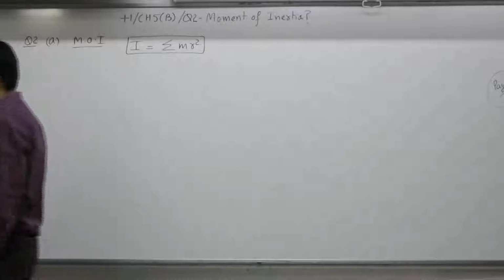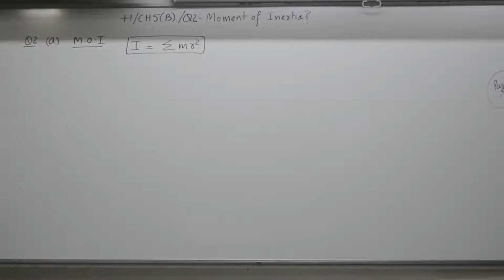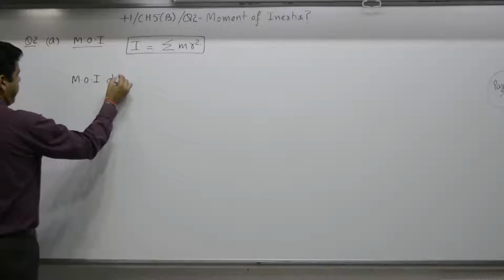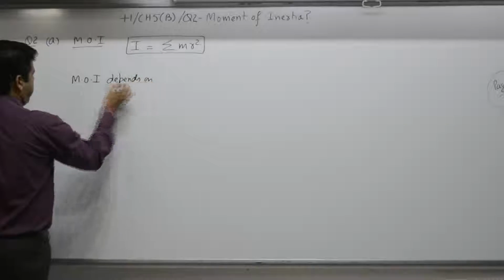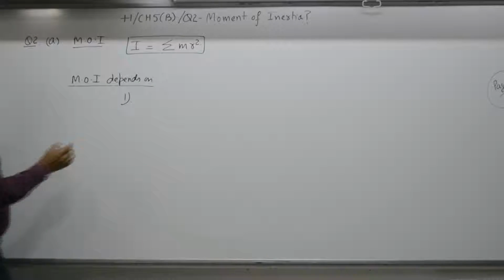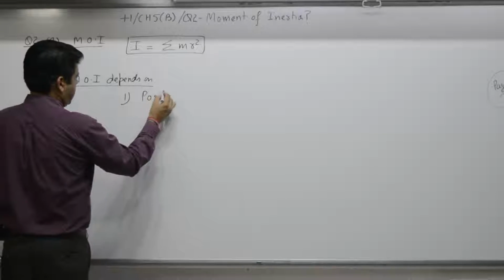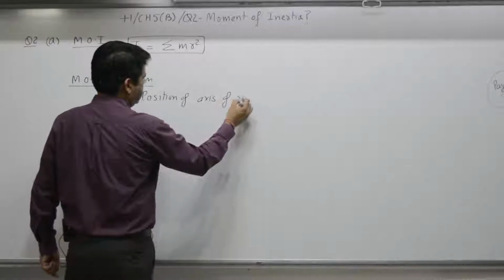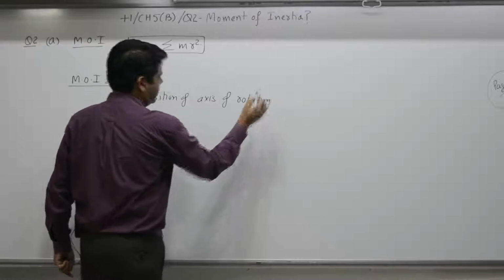So, the definition is, moment of inertia is defined as the sum of products of masses of all the particles of the body and the square of their respective perpendicular distance from the axis of rotation. Moment of inertia depends on, first, the position of axis of rotation.